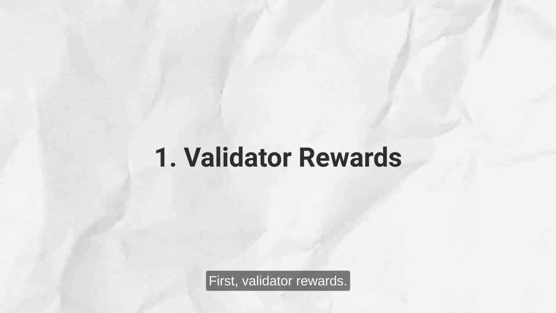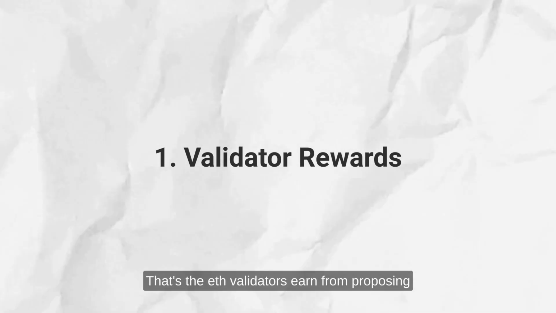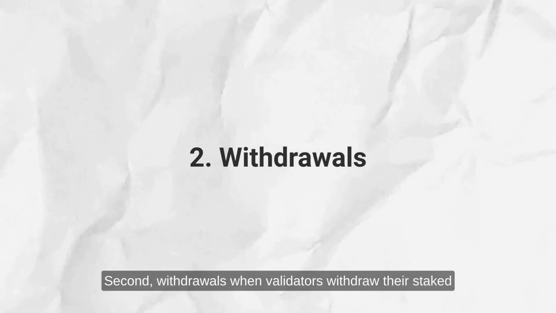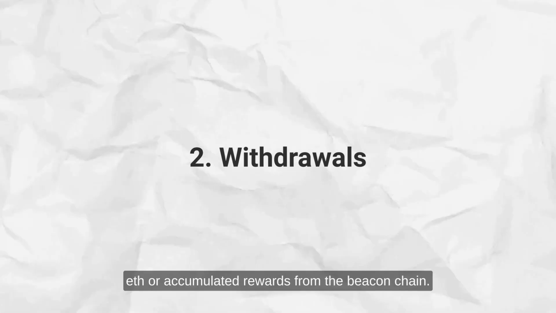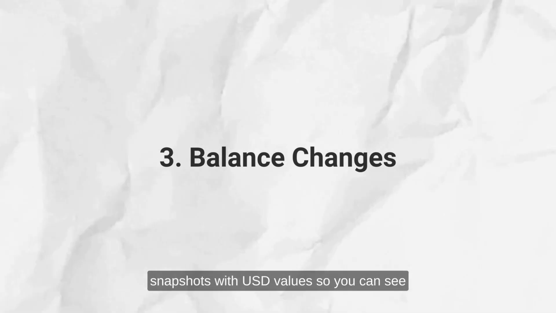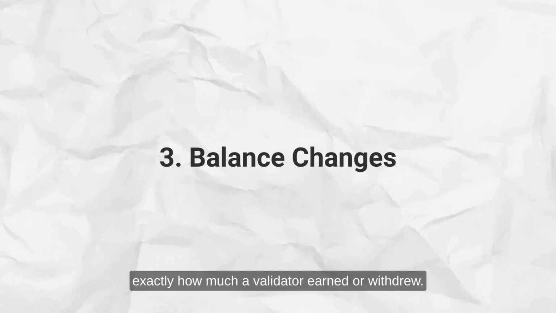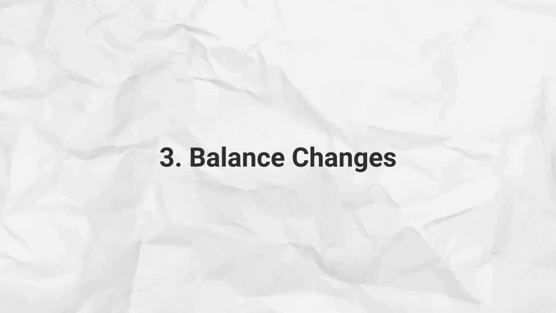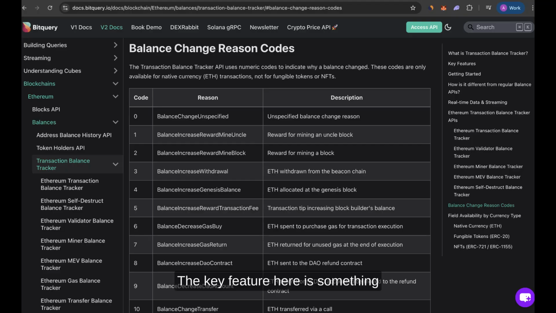First, validator rewards. That's the ETH validators earn from proposing blocks and collecting transaction fees. Second, withdrawals. When validators withdraw their staked ETH or accumulated rewards from the beacon chain. And third, balance changes. Complete before and after snapshots with USD values, so you can see exactly how much a validator earned or withdrew. The key feature here is something called balance change reason codes.